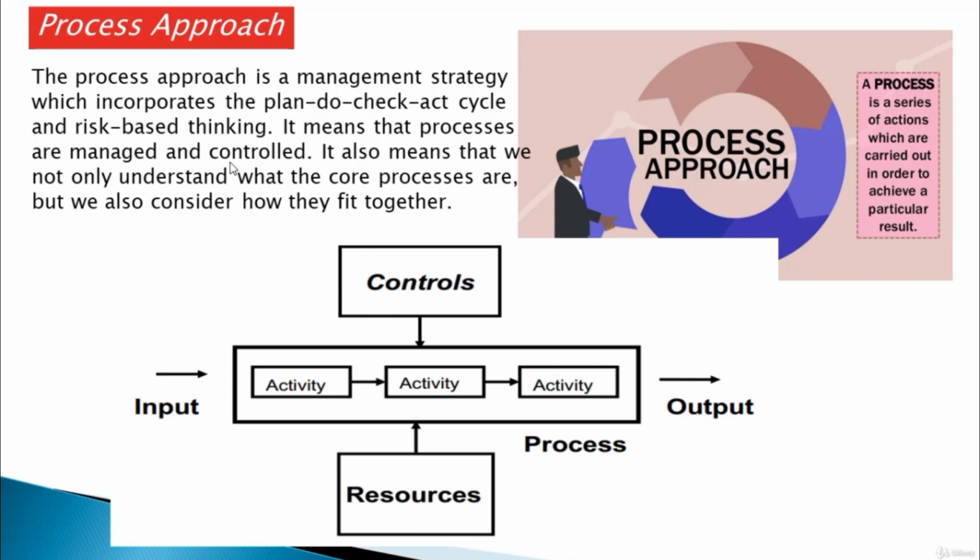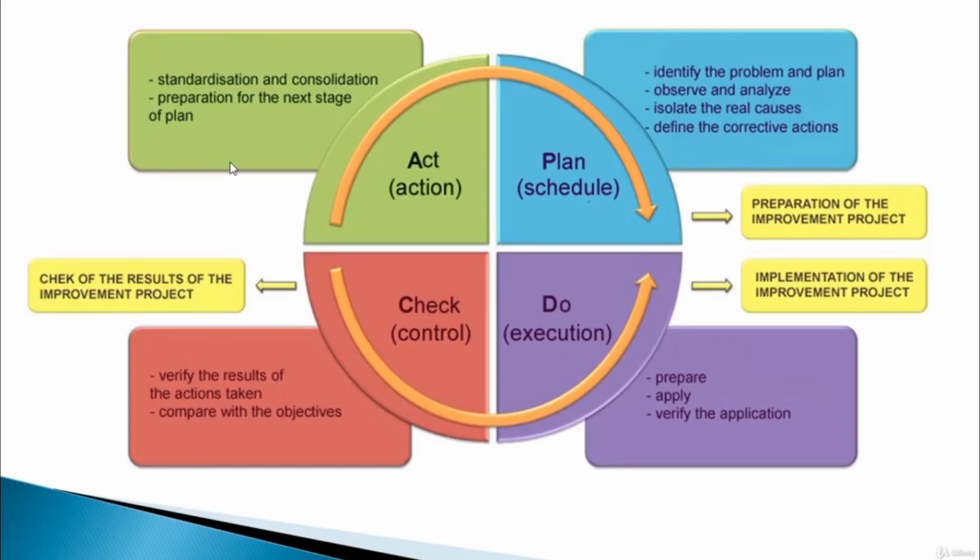Now, as I said, the process approach incorporates the PDCA cycle. So what is the PDCA cycle? Well, first of all, it's a series of events. It's a cycle of events. So first of all, we've got planning or plan, which means scheduling or preparing for the improvement, or preparation of the improvement project. This is where you ask, what is the goal here? What do you want to improve? And what's preventing you right now from achieving that improvement or from achieving that goal? So you need to identify the problem and plan.